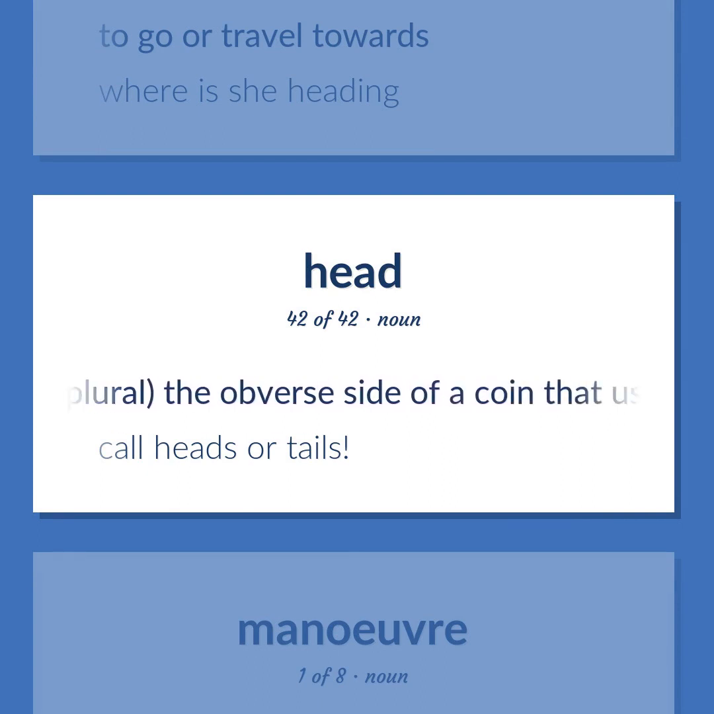Usually plural, the obverse side of a coin that usually bears the representation of a person's head. Call heads or tails.